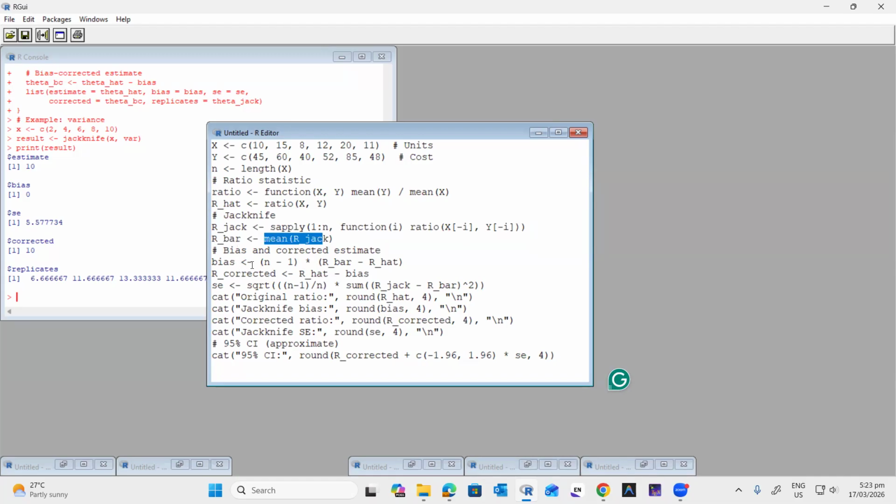And then we are going to calculate the bias with the formula that I told you right now, n minus 1 into R bar minus R hat, and the corrected ratio will be R hat minus the bias, and the standard error will be equal to the square root of n minus 1 divided by n into the sum of R jackknife minus R bar whole square. After that, we will call the original ratio, jackknife bias, corrected ratio. All right. And the jackknife standard error, we will calculate and call.